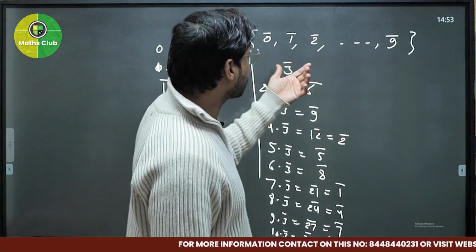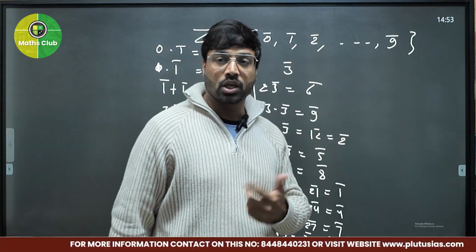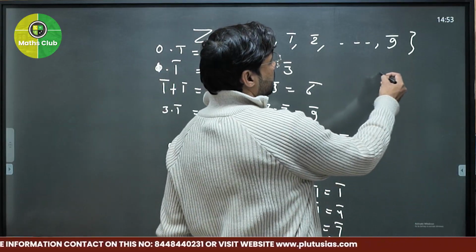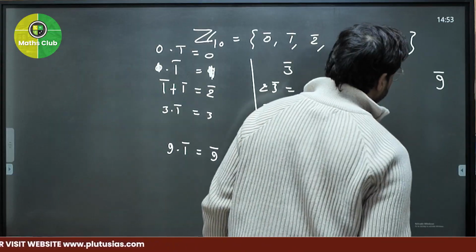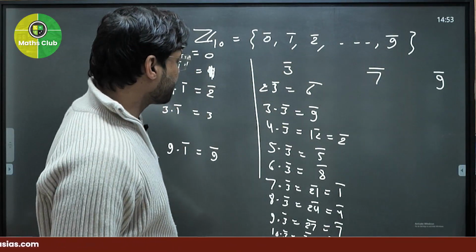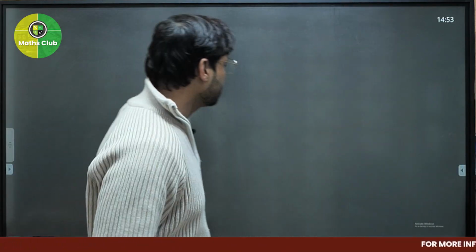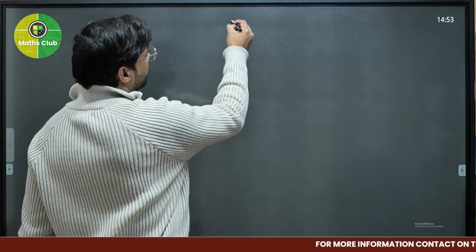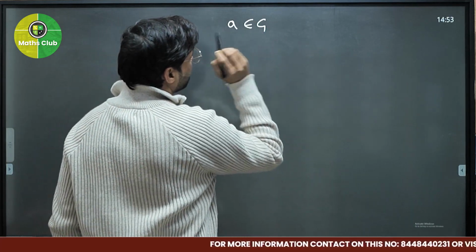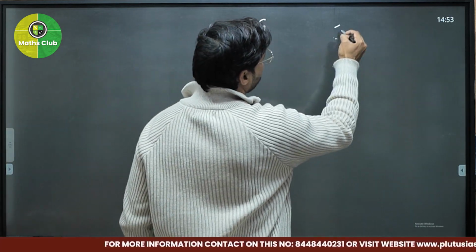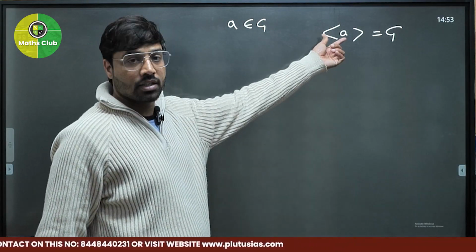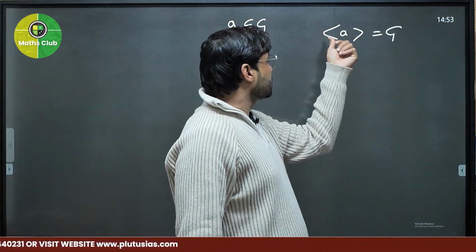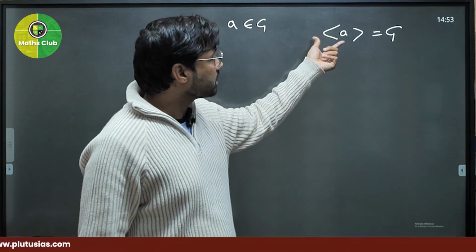Similarly, 4 is not a generator of the group, 5 is not a generator. You can check 7 is again a generator, and similarly 9 is also a generator of this group. And how to write it: if A belongs to G and G is a cyclic group, then we can write G equals angle bracket A. That means G is generated by A. If G is a cyclic group generated by element A, then we write it in this symbol.